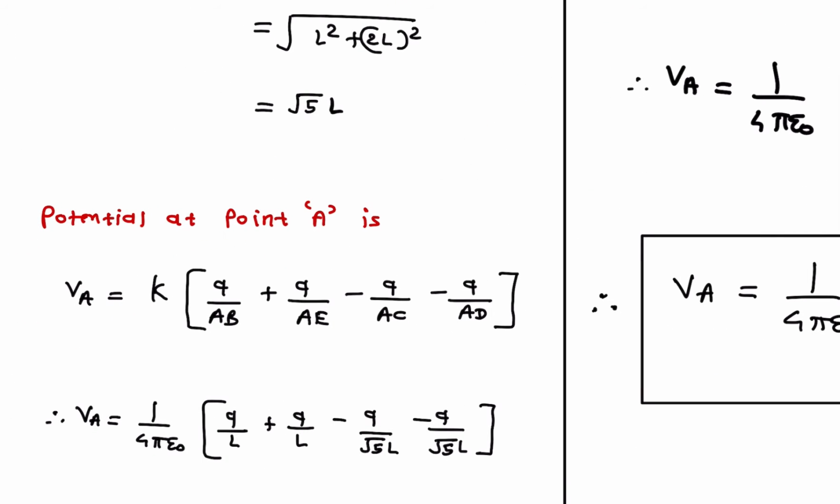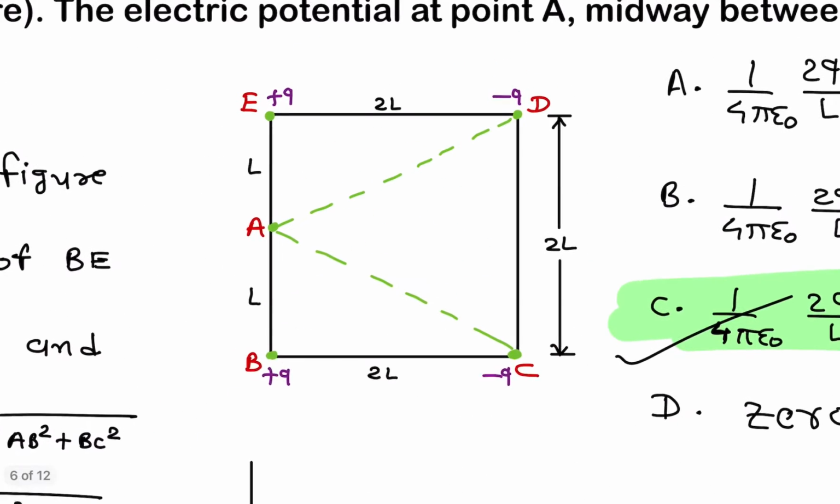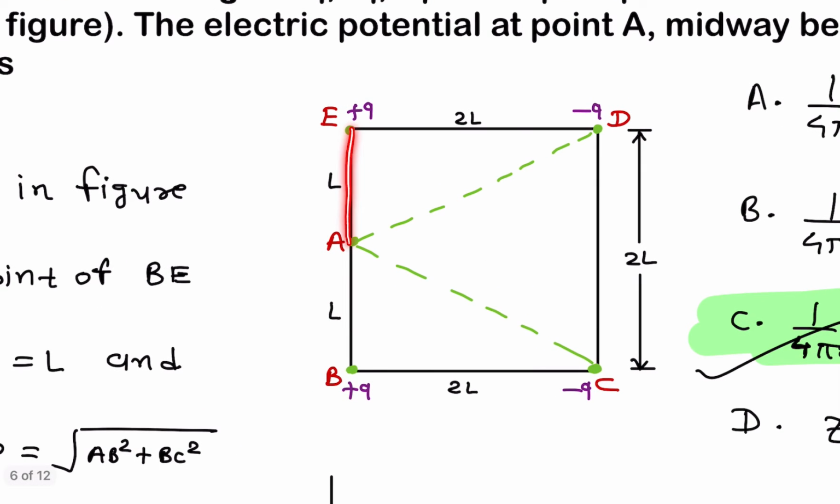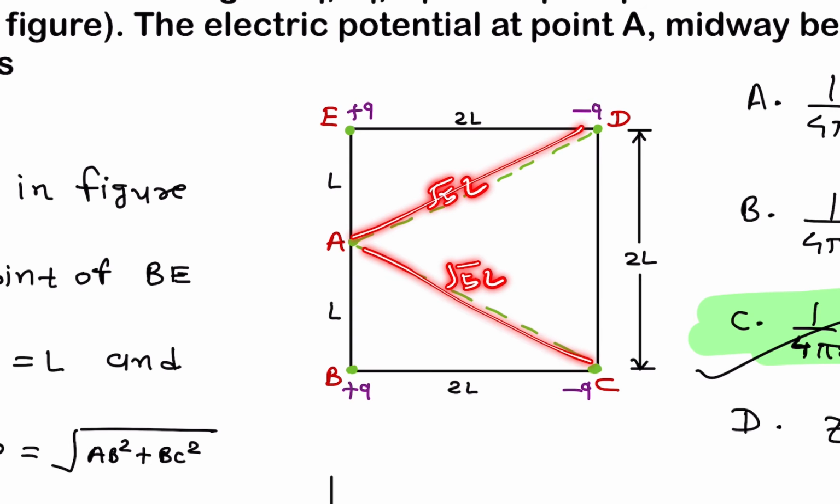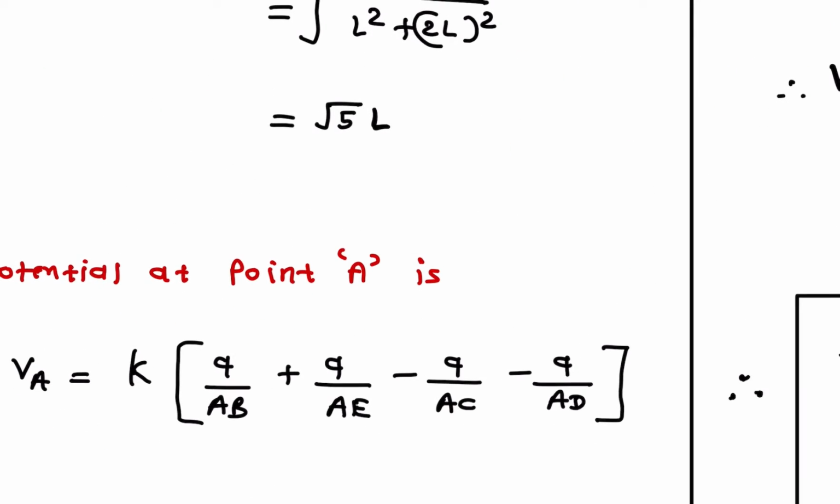So potential at point A due to the rest of the charges, VA is equal to K in bracket Q upon AB plus Q upon AE. That is the distance between A to E and the distance between A to B due to these two positive charges. Now the other charges, placed at D and point C, are minus Q. So due to the minus Q charges at point D and point C, the potential at point A is KQ by root 5 times L, because the magnitude of AD and AC we calculated is root 5L.